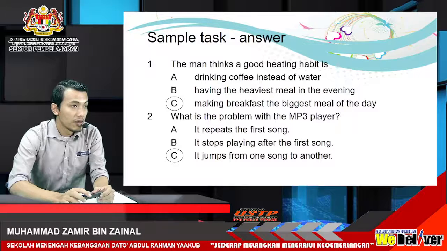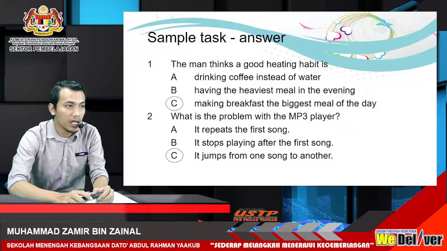For question 2, the answer is C. It jumps from one song to another. The question asks, what is the problem with the MP3 player? From the audio, we can already cross out option B, as it never mentioned that it stops playing after the first song.